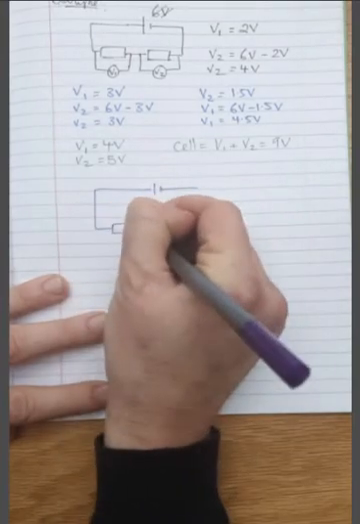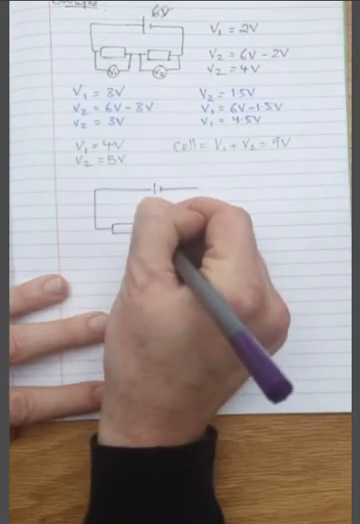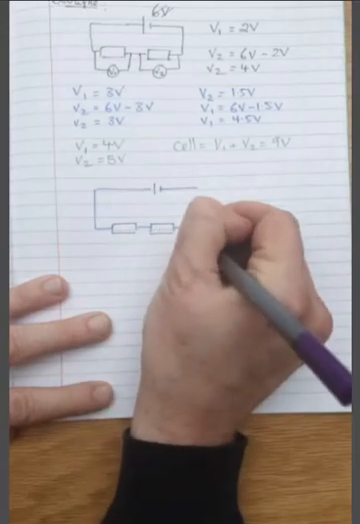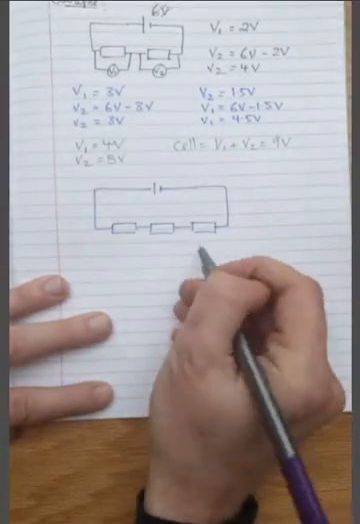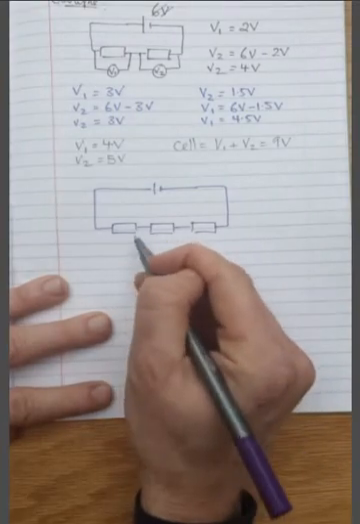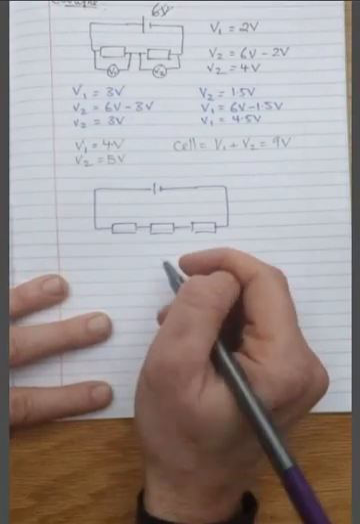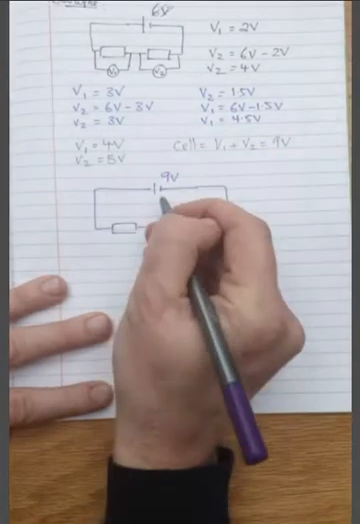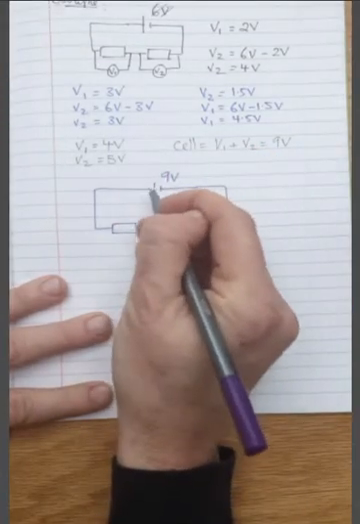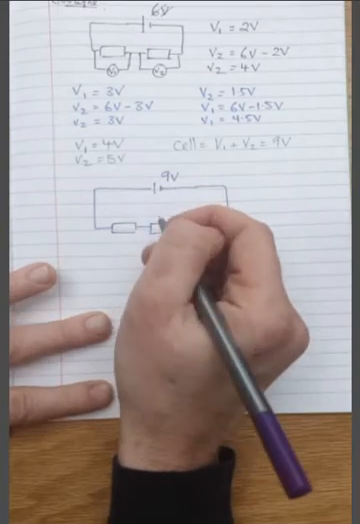So we have a circuit with 3 resistors. Now remember, we're using resistors. This could be any component. This could be a bulb or anything like that. The potential difference across the cell is 9 volts.